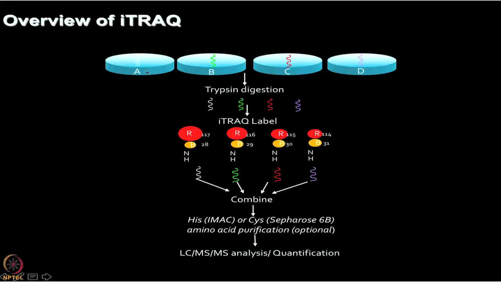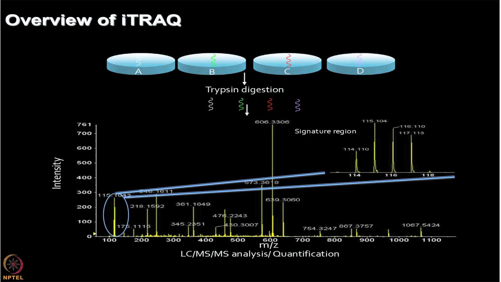This cartoon shows that you have 4 conditions, you have done protein extraction followed by digestion, labeled the samples using iTRAQ labels, combined them, done some chromatographic purification if required, and then followed by LC-MS analysis. At the MSMS level, you can see these reporter ions visualized, 114, 115, 116, 117, and this information can be used for the quantification of peptides. So, this is, very briefly, about using a mass spectrometer directly for quantitation. You are not using any gels in this approach.